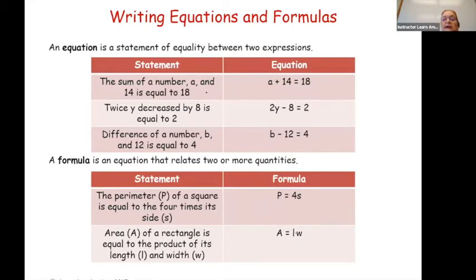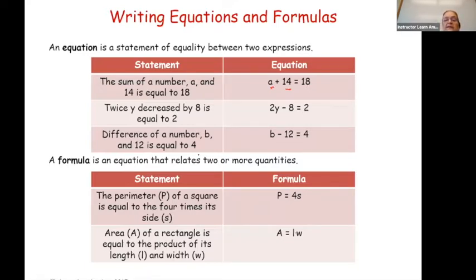So the number a is denoted here by the symbol a. Adding the number 14 means addition, and it equals, equal sign, 18. So that's the equation we get from going from the statement of words into the mathematical symbols.